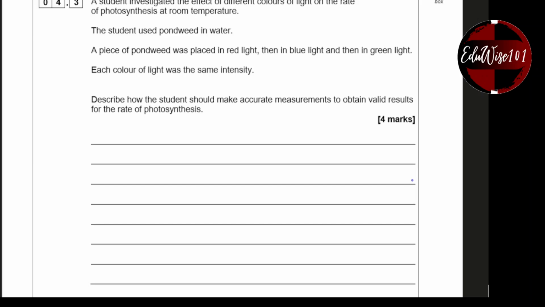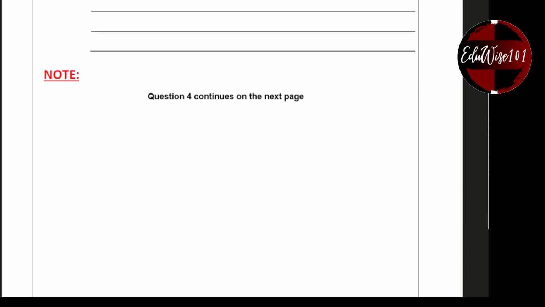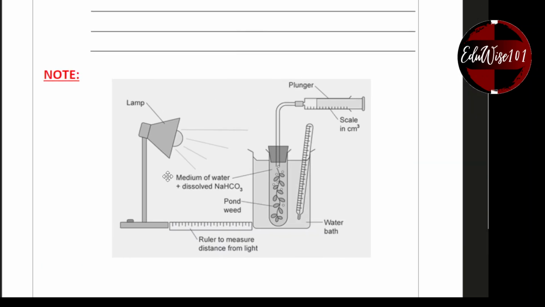Now, before I discuss the answer, it will be good to show you an example of what the experiment would actually look like. This image shows the setup I would use. Here I would have the lamp, and I should be able to change the different light bulbs for the different colors. I am having a ruler so that I can make sure that the distance between the lamp and the beaker is constant, so that it's actually a control variable.